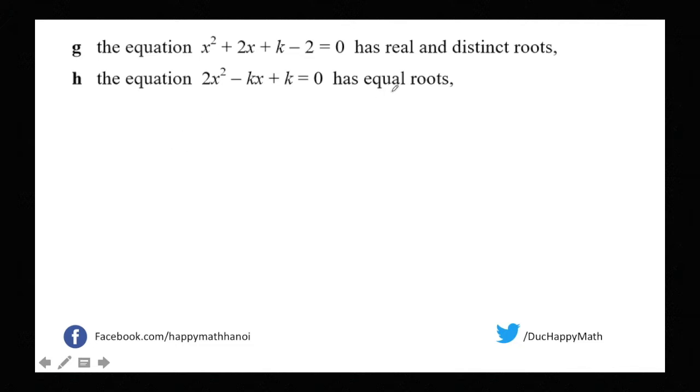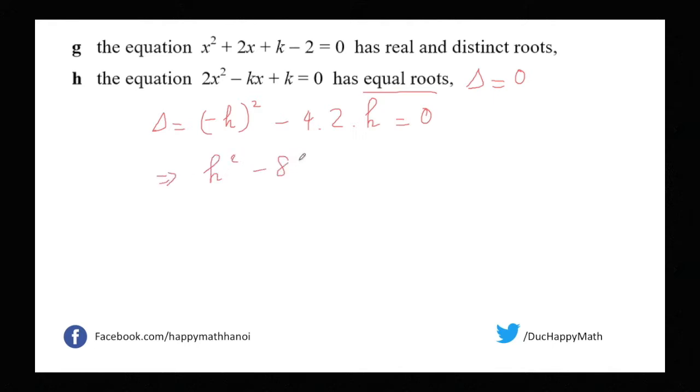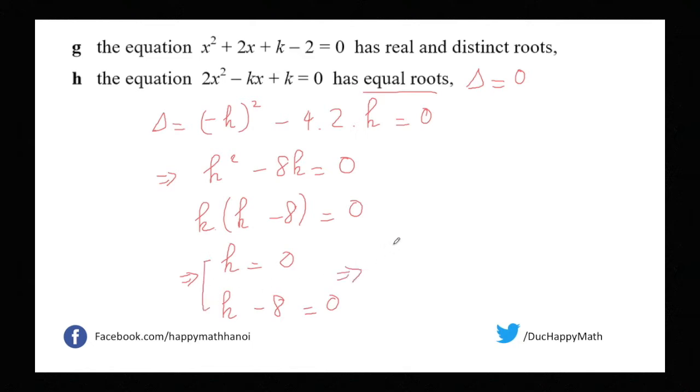And the next question has equal roots. It means the delta will be equal to 0. So k squared minus 4ac will be equal to 0. So this is k squared minus 8k equal to 0. So k times k minus 8 equal to 0. So k equal to 0 and k equal to 8.